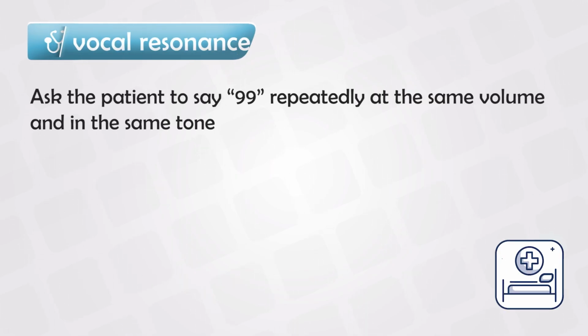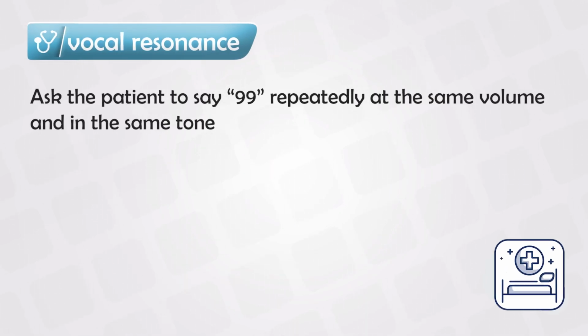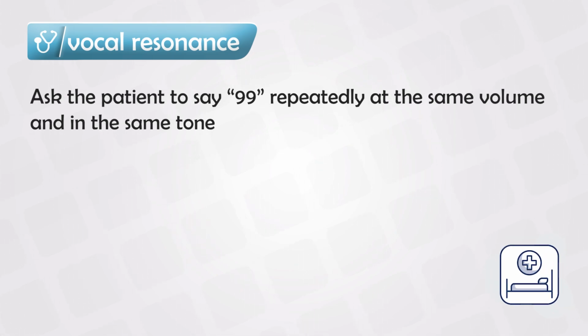And you can repeat the vocal resonance test by asking the patient to say 99 while placing the stethoscope on their chest. Areas where the voice is more clear are likely to be areas of consolidation.